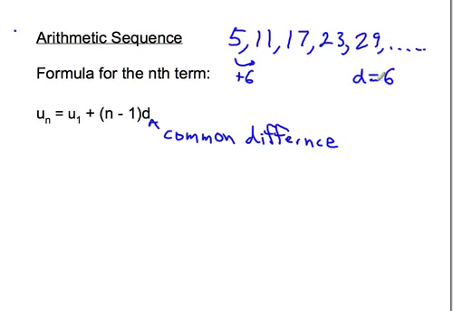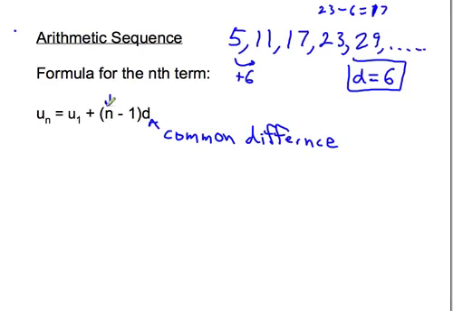That's the common difference. The reason it's called a difference is because you get this number by subtracting a term from the previous number. So if you do 23 minus 6, you get 17. If you do 29 minus 6, you get 23. If you do 11 minus 6, you get 5. That's why it's called the common difference. So the common difference here is 6.